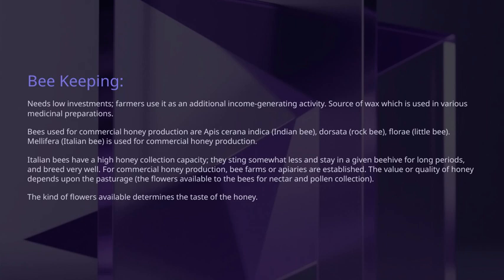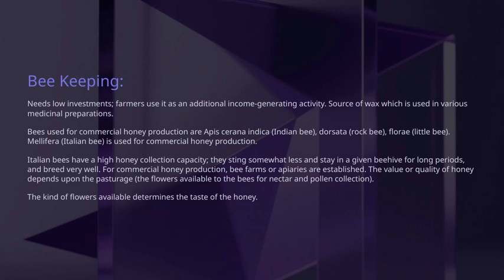When it comes to the bees themselves, different species are used depending on the purpose. For commercial honey production, the most commonly used bees are Apis cerana indica, also known as the Indian bee, Apis dorsata or the rock bee, and Apis florea, the little bee. However, the most popular for large-scale honey production is Apis mellifera, or the Italian bee.